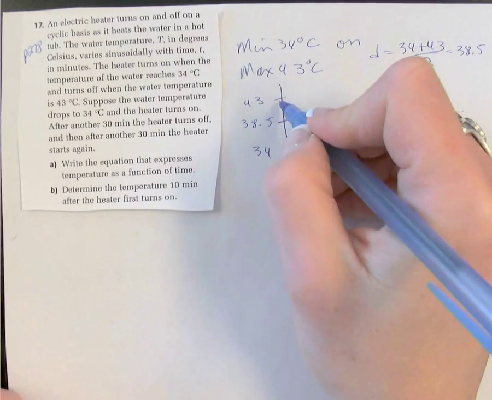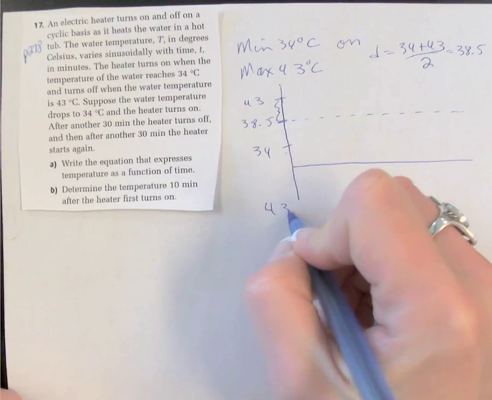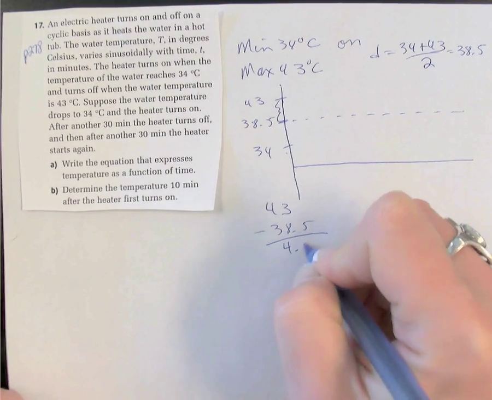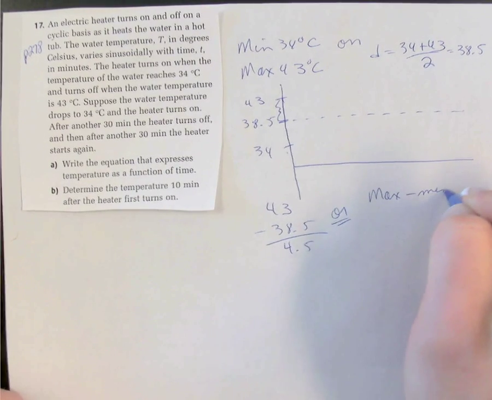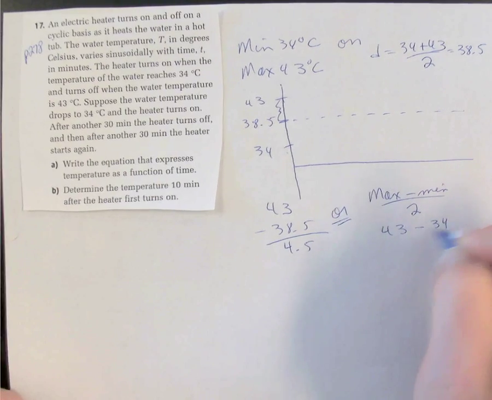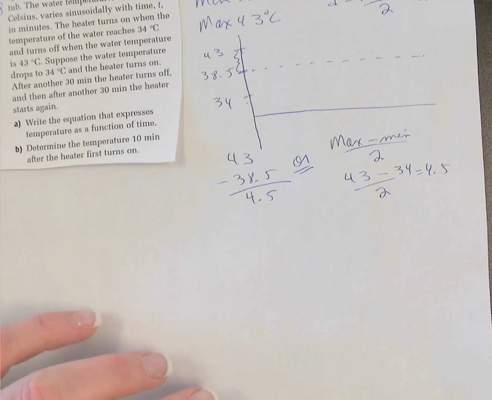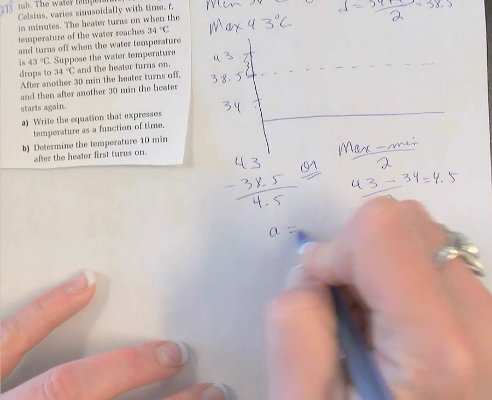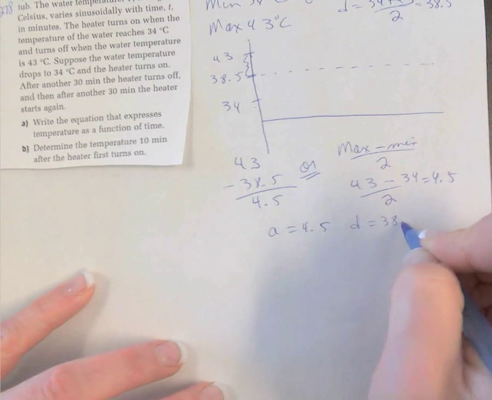This distance here is going to be the amplitude. For the amplitude, we can take 43 minus 38.5, because that's that distance, which gives us 4.5. Or we can also use that formula max minus min divided by 2. So if we went 43 minus 34 divided by 2, we'd also get 4.5. So now we know our A value is 4.5, and we also have our D value still. I'll just rewrite it down here so we can see it better, at 38.5.